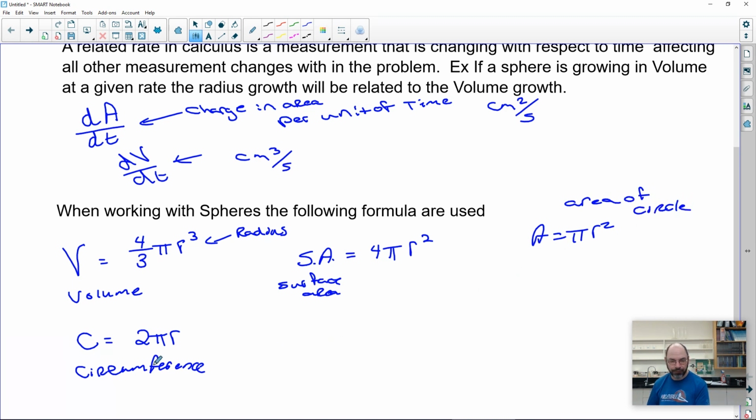Okay, this is circumference, and we know that 2r equals d, which is the diameter. So there's our relationships that we'll need to use. So we're going to get right into using these, and I'll show you how to do them.